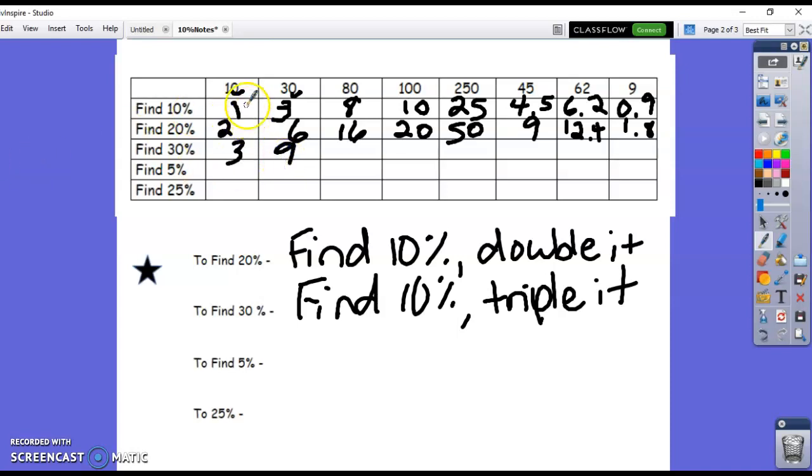And you also will notice you could add your 10 and 20%. 10% plus 20% equals 30%. So if I add my 1 and my 2, I get my 3. Stop the video and fill out the rest of this row.